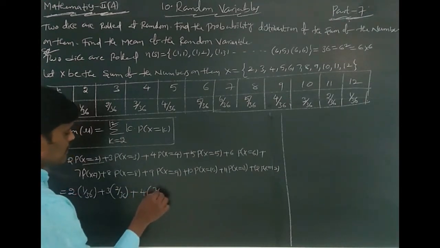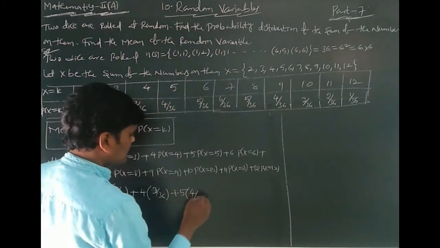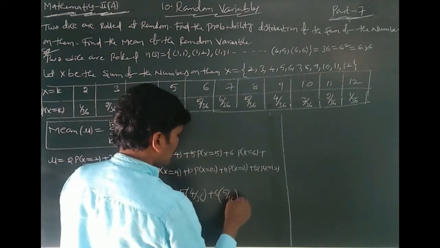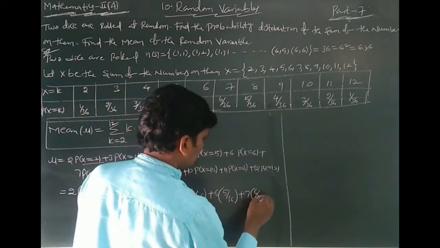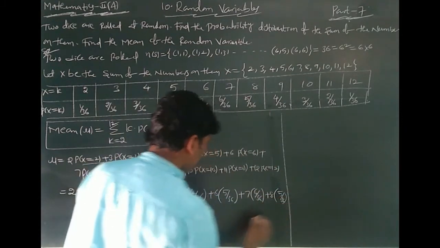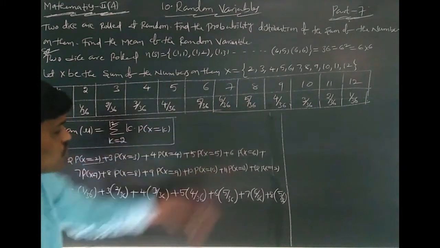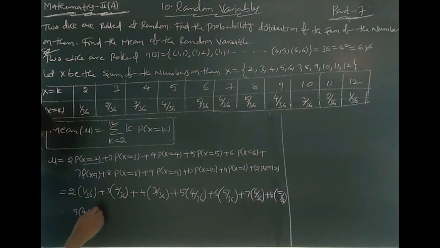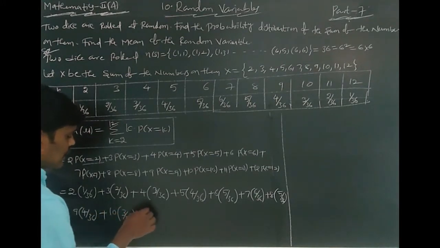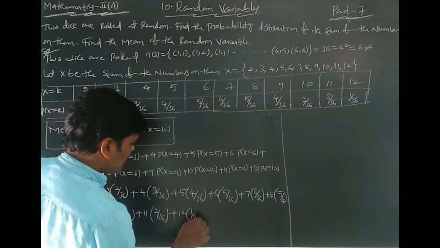Plus 5 into, the 5 value is what here? 4 by 36. 6 value is 5 by 36. 7 value is 6 by 36, plus 8 value is 5 by 36. Similarly, you can write the 9 value: 9 value is 4 by 36, plus 10 value is 3 by 36. 11 probability is 2 by 36. 12 probability is 1 by 36.